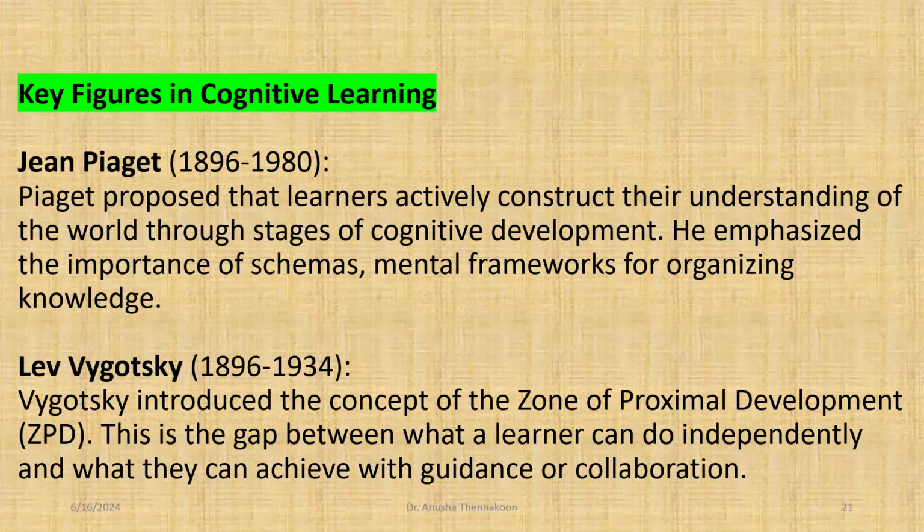So if I tell you once again, if you are given a task to do all alone, you can do it to a particular extent. But if you are helped and given guidance, you can do the same task in a better way. So there is a gap between your individual performance and your performance after guidance and support. And that difference is called the zone of proximal development.